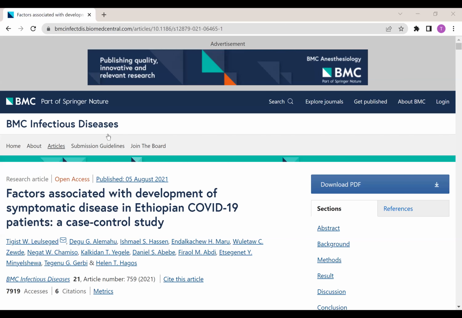I think you can see the page, right? You can see the article.